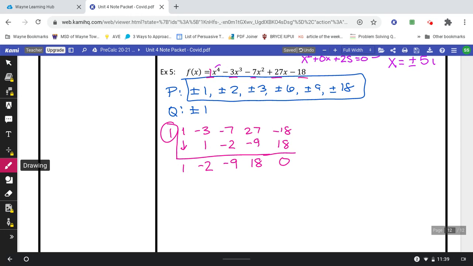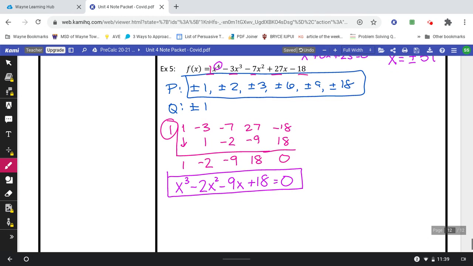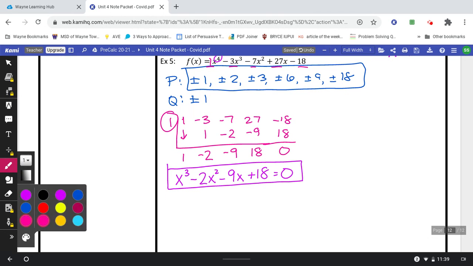This started off as x to the 4th, so this is going to represent 1x to the 3rd minus 2x squared. Bring down the -9, put the x there, plus 18 equals 0. So now we have a new equation. The problem with this equation is we can't just factor this, and we can't solve it the same way we did on the last one where you subtracted the number and square rooted. So it's almost like this now is your new equation, and we're going to have to keep working our way down the list. So we're going to have to keep checking.